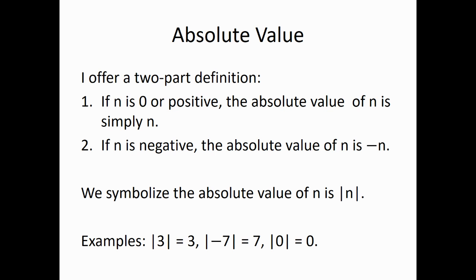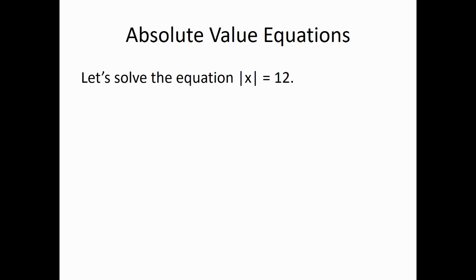3 was positive, so nothing changes. However, the absolute value of negative 7 is 7, because negative 7 was, of course, negative, and the absolute value is then the negative of that, and the negative of negative 7 is positive 7. And finally, the absolute value of 0 is simply 0.